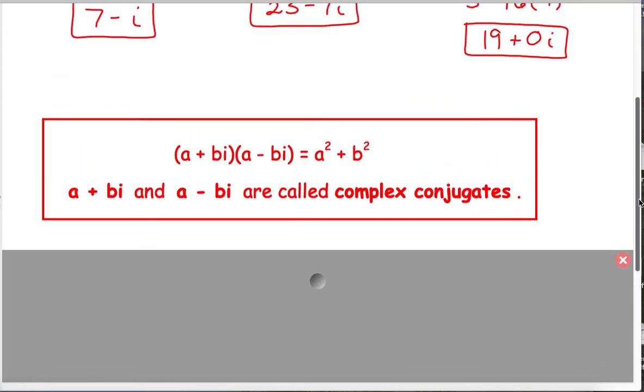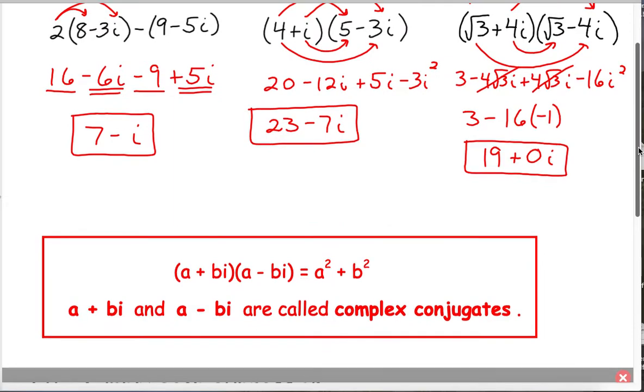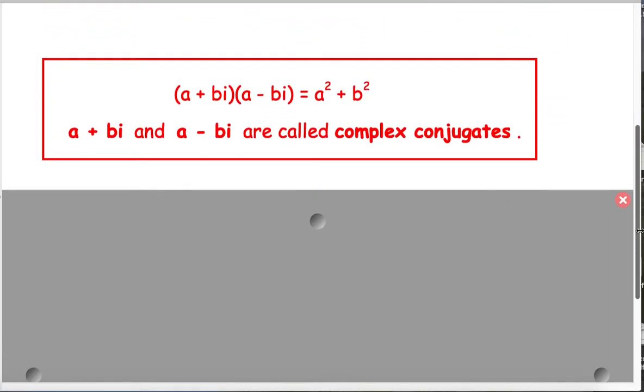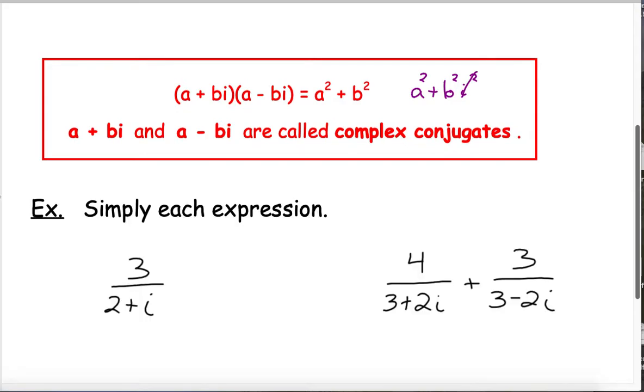Oh, by the way, in that third example, we multiplied two binomials that almost looked the same, except one was a plus and one was a minus. When that happens, the middle terms cancel out, and you get a squared minus b squared i squared. Let me write that over here. You get the difference of two squares, a squared minus b squared i squared. But i squared is negative 1, so that becomes a squared plus b squared. And those are called complex conjugates.